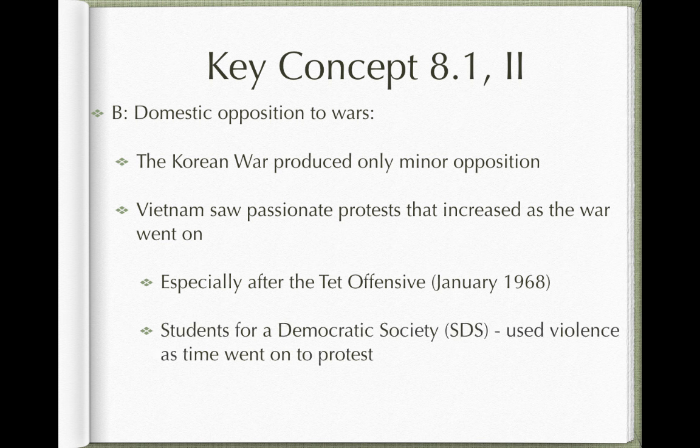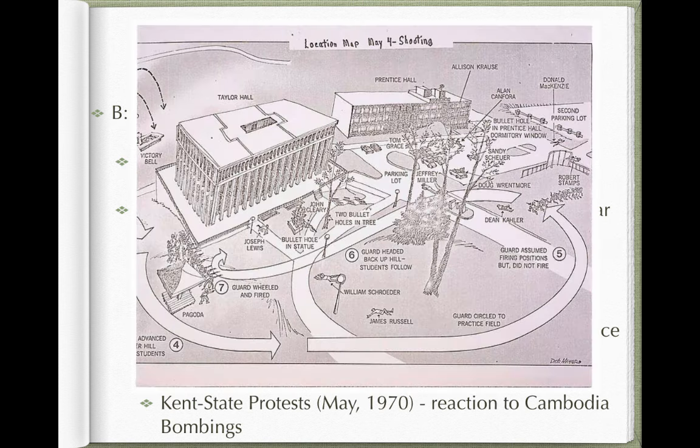to protest more. So we see groups like the Students for a Democratic Society, or SDS. They used violence as time went on to protest. And in May 1970, at Kent State in Ohio, we have students protesting. This was a reaction to the U.S. bombing Cambodia. And here is a map of the shooting that happened at that campus, in which 4 Kent State students were killed by the Ohio National Guard.